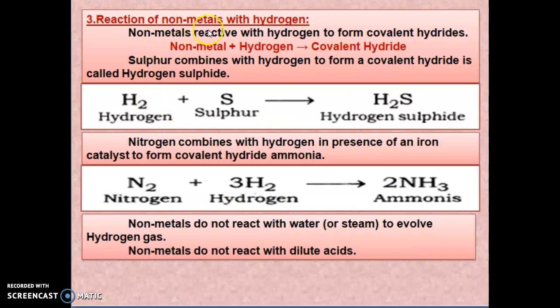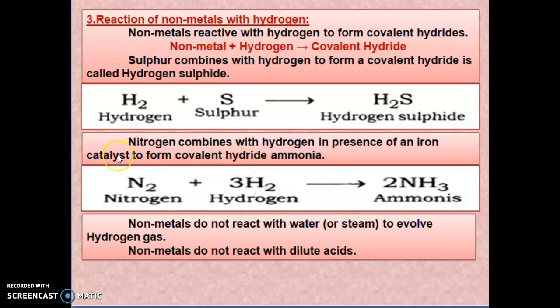Next, the reaction of non-metals with hydrogen. Non-metals react with hydrogen to form covalent hydrides. So non-metal plus hydrogen gives covalent hydride. Sulfur combines with hydrogen to form a covalent hydride called hydrogen sulfide. So H2 plus S gives H2S, that is hydrogen sulfide. Nitrogen combines with hydrogen in the presence of an iron catalyst to form the covalent hydride ammonia.